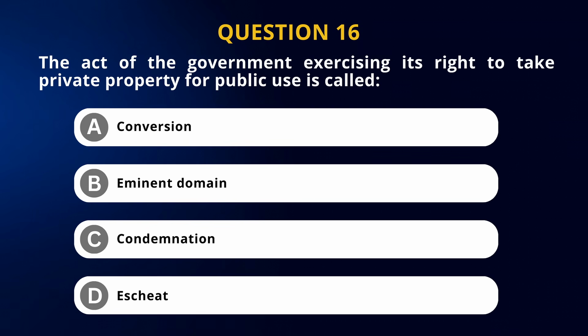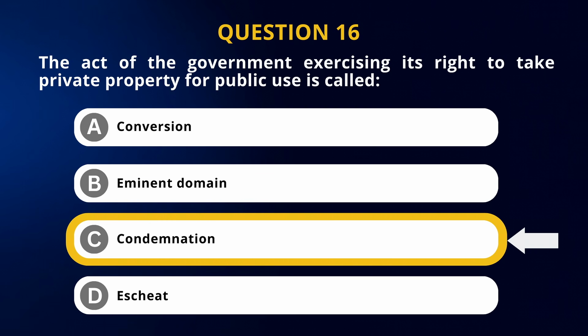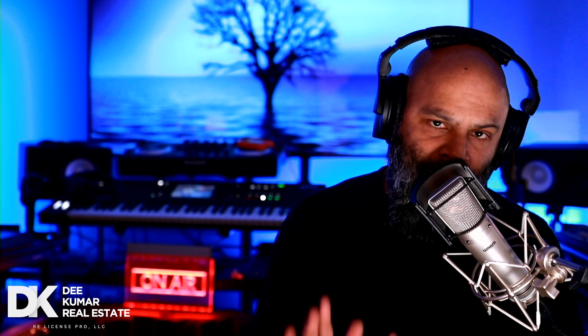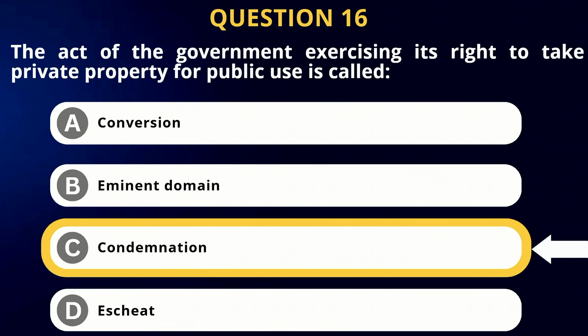Question number 16. The act of the government exercising its right to take private property for public use is called letter A, conversion. Letter B, eminent domain. Letter C, condemnation. Letter D, escheat. And the answer is letter C, condemnation. All right. So these are classic questions. With eminent domain and condemnation, you need to know the distinction between the two. You will see something like this. Many types of practice questions revolve around the eminent domain logic.